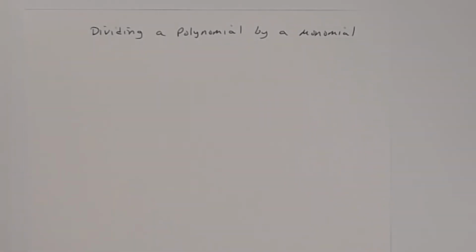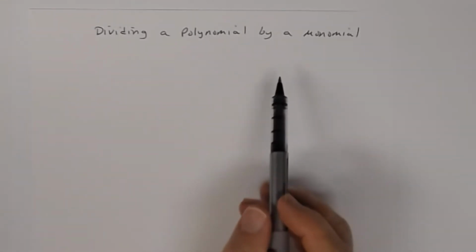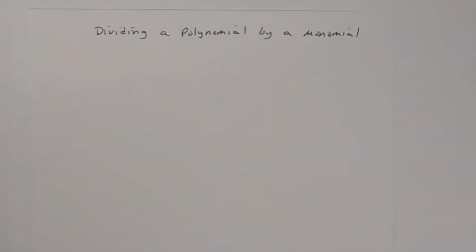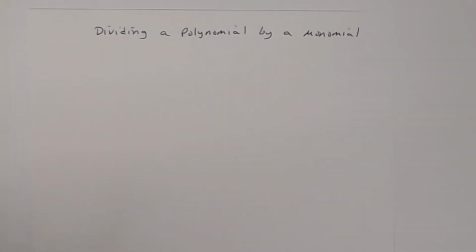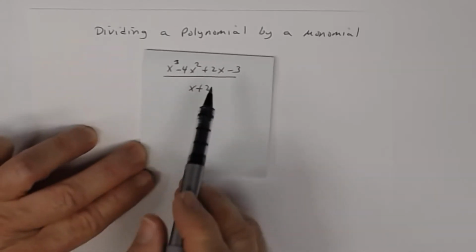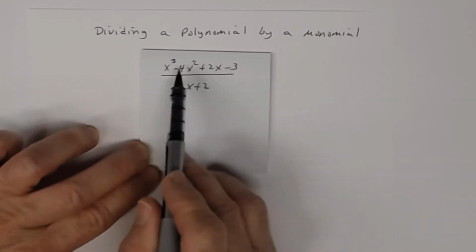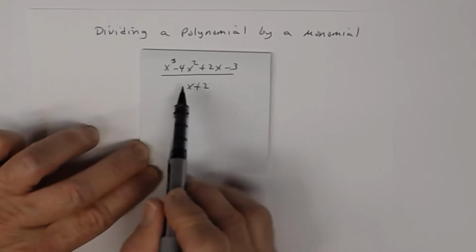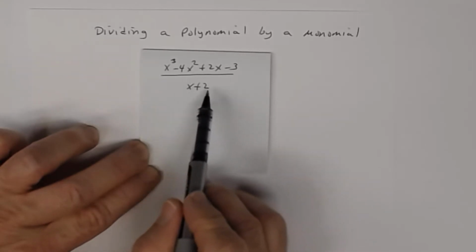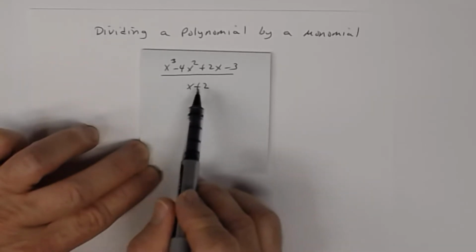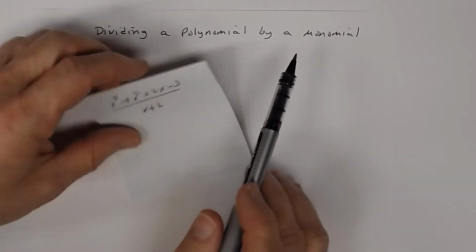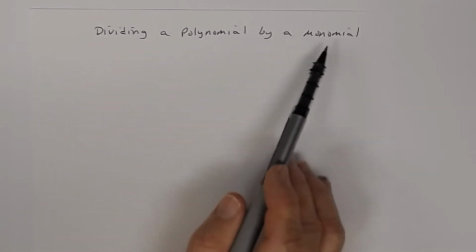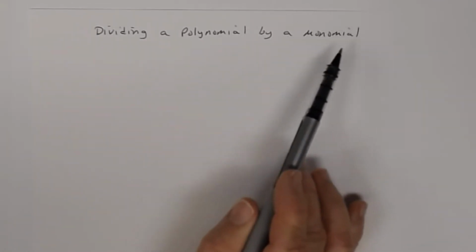Okay, so in this lesson, we're going to learn how to divide a polynomial by a monomial. Now, the skills that you're going to learn in this lesson are going to be important in the next lesson, because in the next lesson, we're going to learn how to divide a polynomial by a polynomial with more than one term. So notice that the denominator here is a polynomial with two terms. So in this lesson, we're going to look at polynomials where the denominator is just one term.